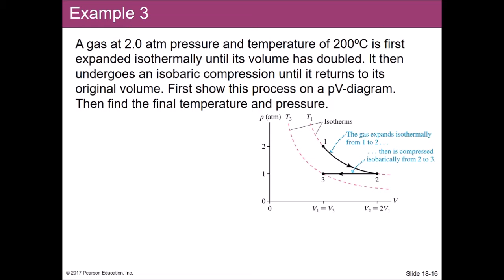All right, example 3, we've got a gas at 2 atmospheres of pressure and a temperature of 200 Celsius. We go on an isotherm where we double our volume. Then we go through an isobaric compression until we get back to the original volume. And the process is already shown on the PV diagram. I've displayed it here. Now we want to figure out what's happening with the temperature and pressure through the process here. So let's go ahead and work that example.